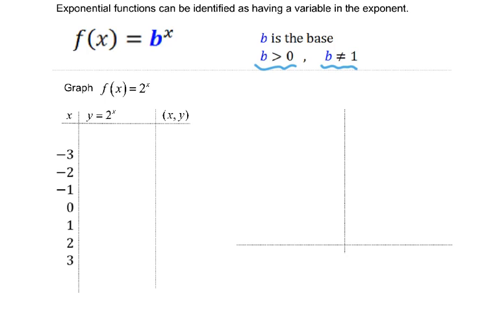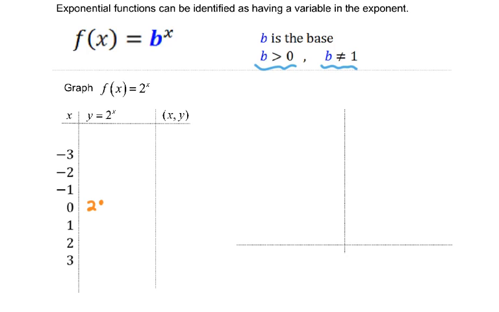So f of x equals 2 to the x. And so I have some x values here. You can choose any values you want. We're just going to plot some x's and y's to get a general idea of the shape. And the more points you have, the better understanding you have of the curve. So I'm going to start with my positive integer values and 0.